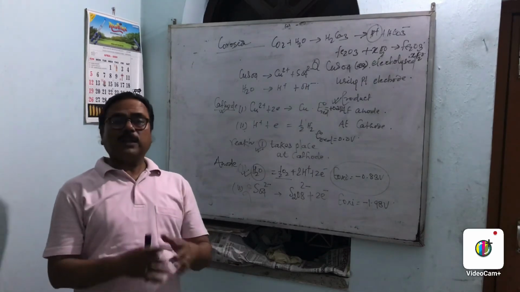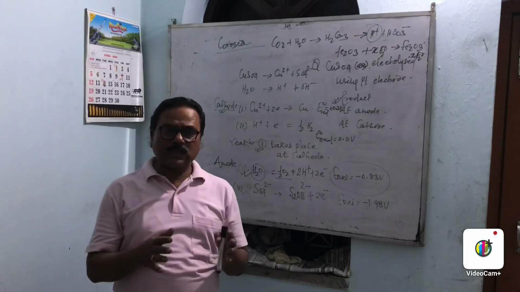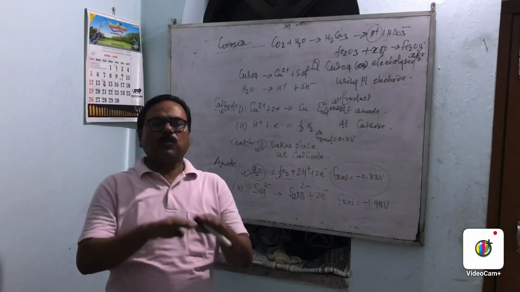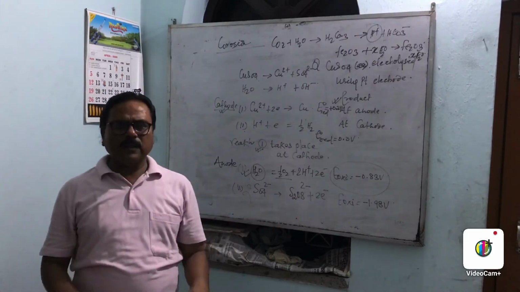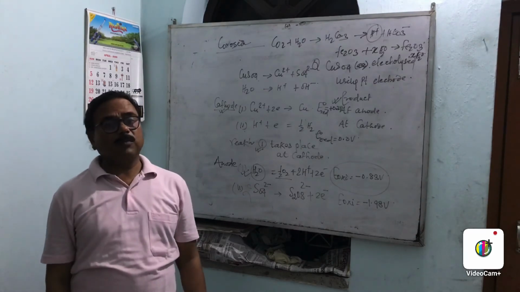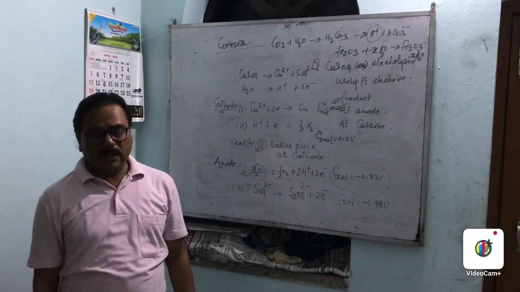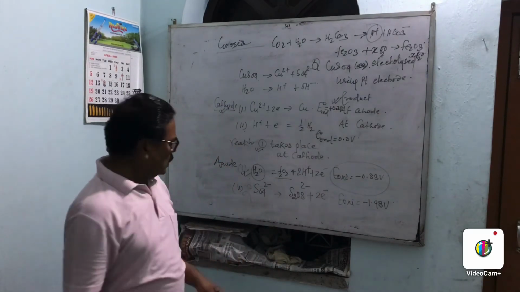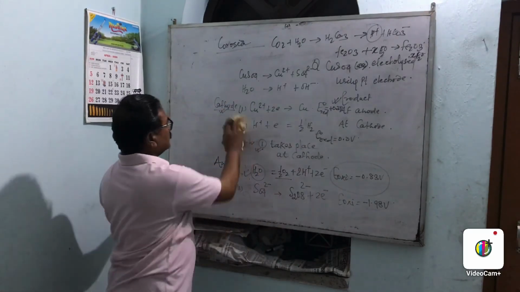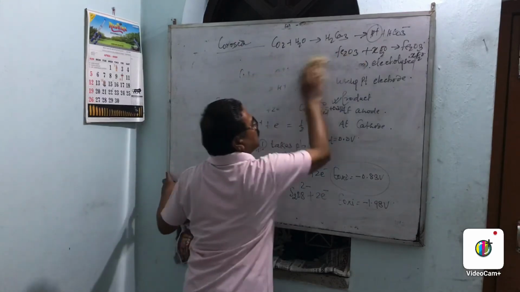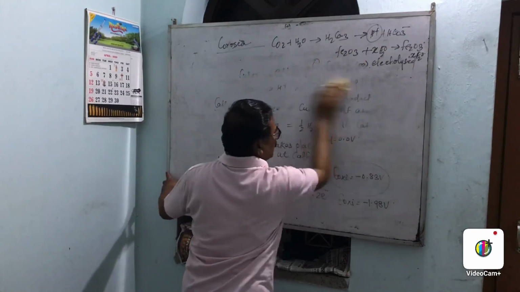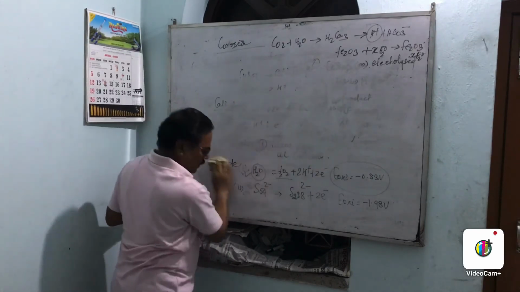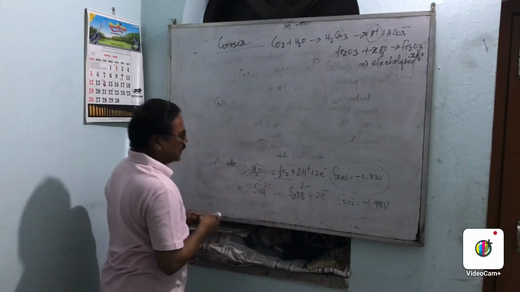So what is galvanization? The process of placing a thin layer of zinc over iron is known as galvanization. And the third method is called cathodic protection method, or sacrificial protection method. This is cathodic protection or sacrificial protection. How will we explain it?